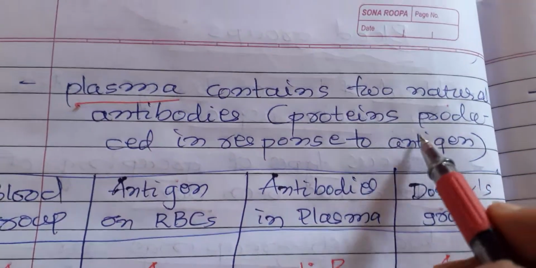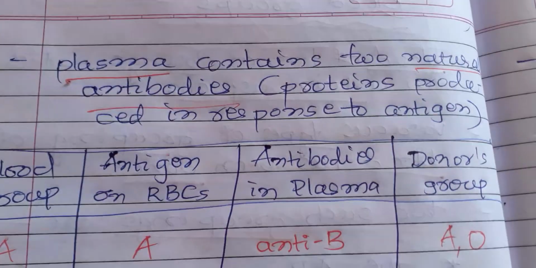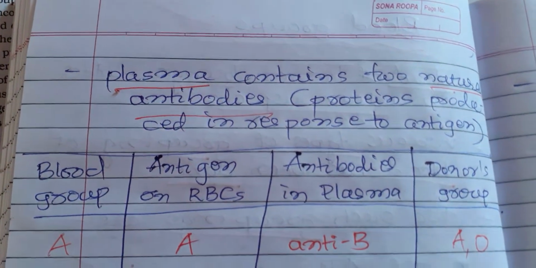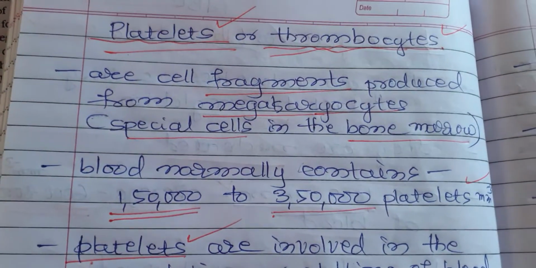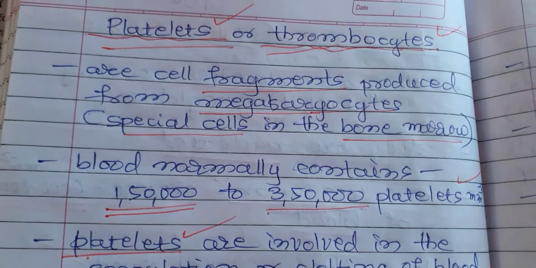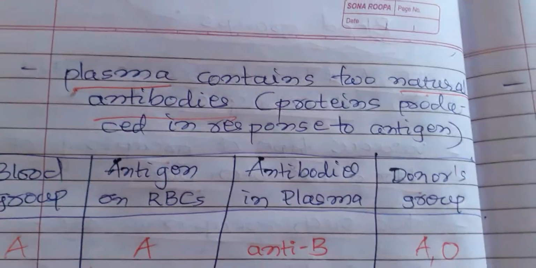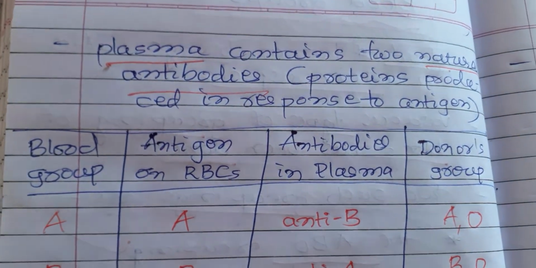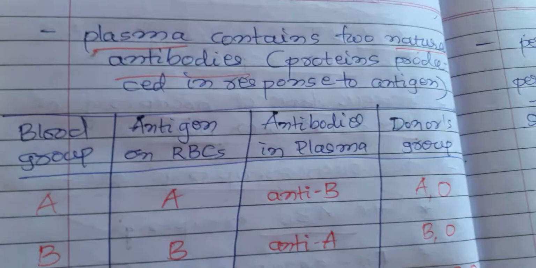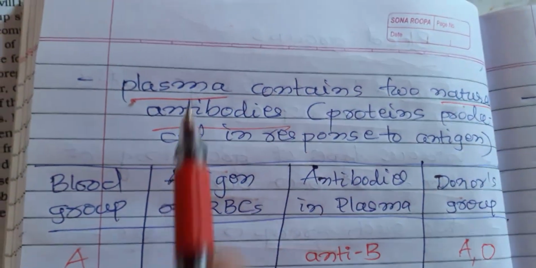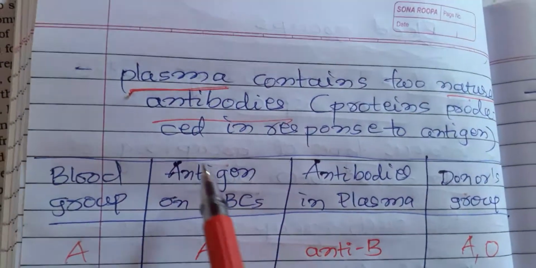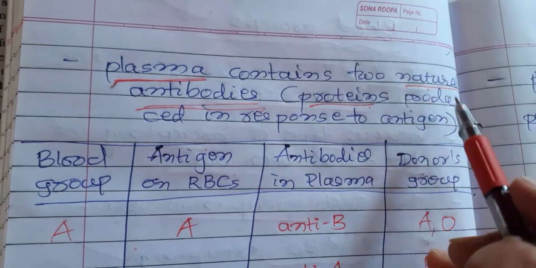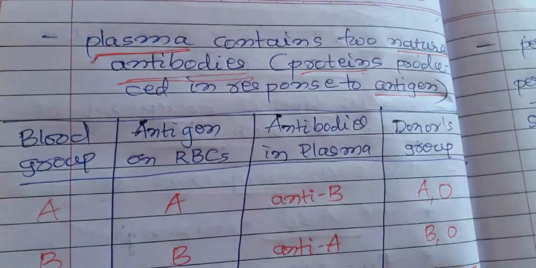Plasma contains two natural antibodies. So ABO grouping is based on two factors. One is the presence or absence of surface antigens on the red blood cells, that is antigen A and antigen B, and the second one is the antibodies present in the plasma. These antibodies are proteins produced in response to the antigens.